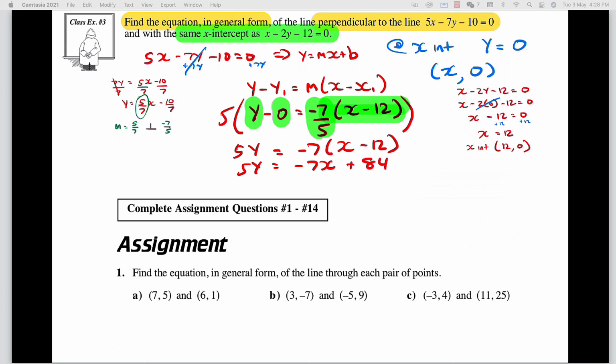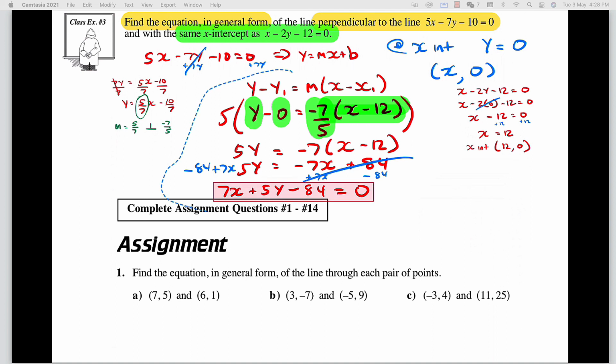And now I want to put it in general form where x is going to be positive. So I'm going to add 7x on this side and minus 84, I got 0 over here. So I'm going to have 7x plus 5y minus 84 equals 0, and that should be my final answer. Okay, and I'm just going to minimize this.